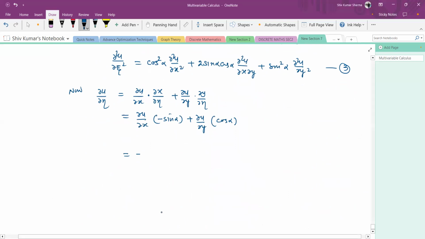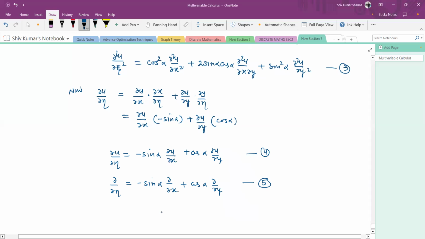So similarly, we write this as minus sin alpha into del u upon del x plus cos alpha del u upon del y. So when we understand the first part, that means del u upon del xi, similarly we do the same for this part. So this is equation number 4. And when we eliminate the dependent variable from both sides, we write del upon del eta is equal to minus sin alpha del upon del x plus cos alpha del upon del y. So this is equation number 5.